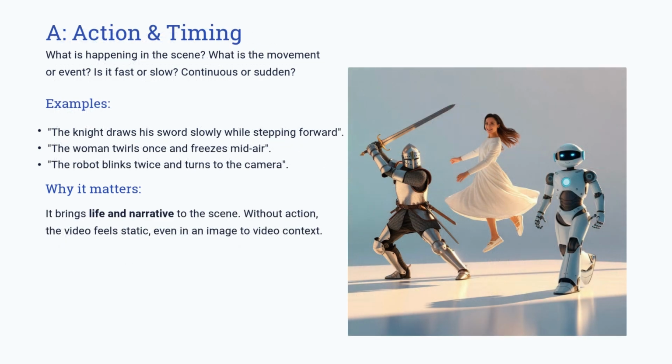Alright, now we're at A, action and timing. So what's actually happening in the scene? What movement or event is taking place, and how fast or slow is it? Is the action continuous or something that hits suddenly? Here are a few examples. The knight draws his sword slowly while stepping forward. The woman twirls once and freezes mid-air. The robot blinks twice and turns to the camera. Why is this important? Because this is what gives your video energy and story. Without action, especially in image to video, things feel flat and lifeless. Even the tiniest motion can bring a scene to life.